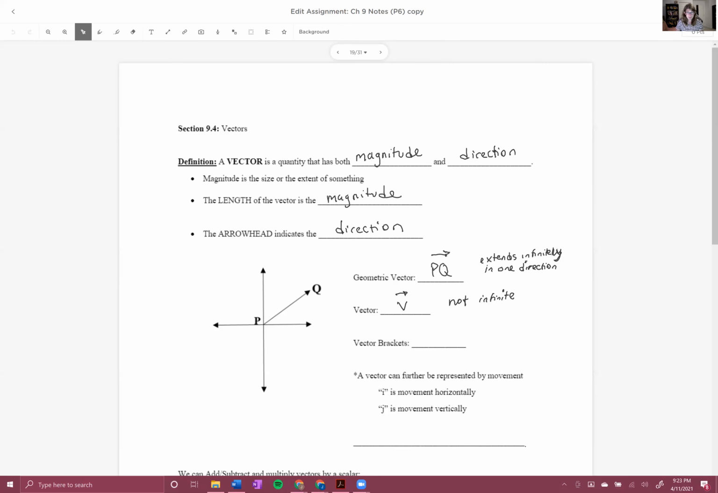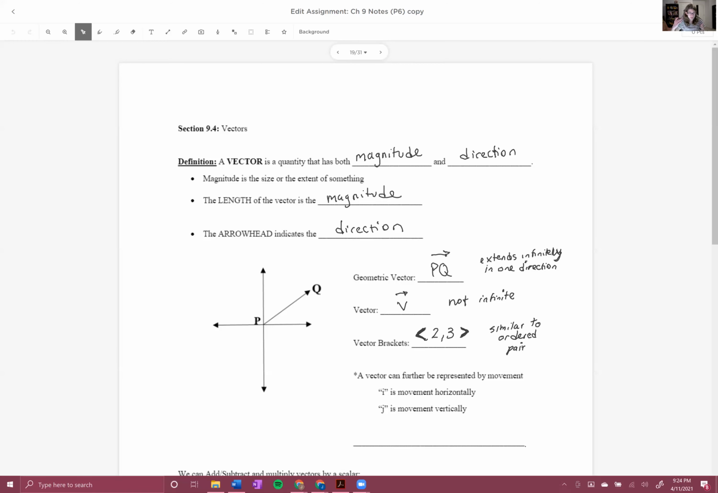A common way to represent vectors is inside of vector brackets. So for instance, it's going to look like 2, 3, but instead of parentheses, it's going to have our pointed brackets. So it's going to look similar to an ordered pair, and it's going to help us see where our vector is. A vector 2, 3 would be a vector starting from the origin going to the point 2, 3.